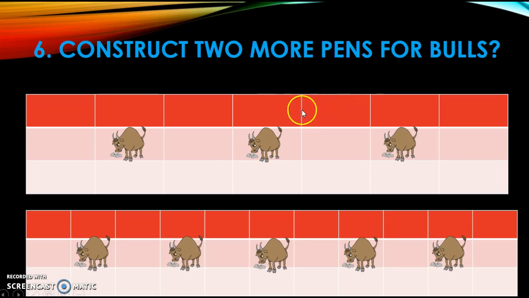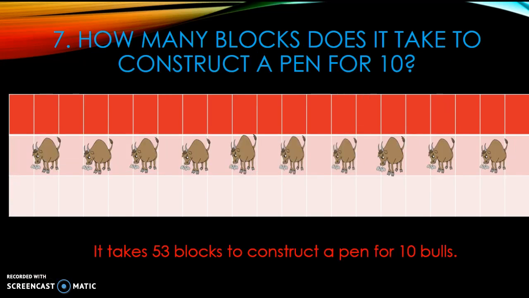In this first graph, I made a pen for 3 bulls. And it takes about 18 blocks in order to make a pen for 3 bulls. In this graph, I have 5 bulls. And it takes about 28 blocks in order to make a pen for 5 bulls.